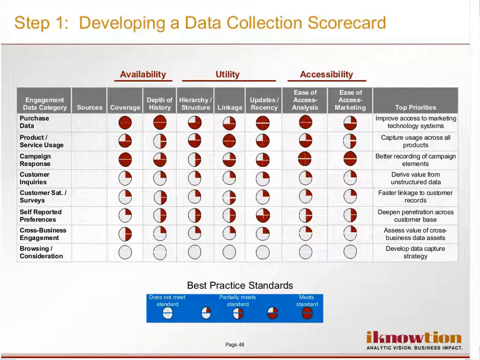For large businesses, it's also important to consider data sources that stretch across several business units. You want to be able to get a more holistic view of customer engagement. The assessment also should include an evaluation of the availability, the utility, and accessibility of the customer engagement information to all the business stakeholders. And finally, it should capture the current data collection priorities.